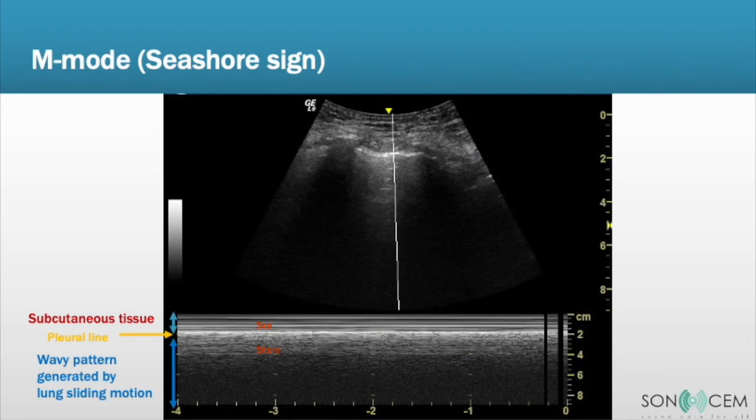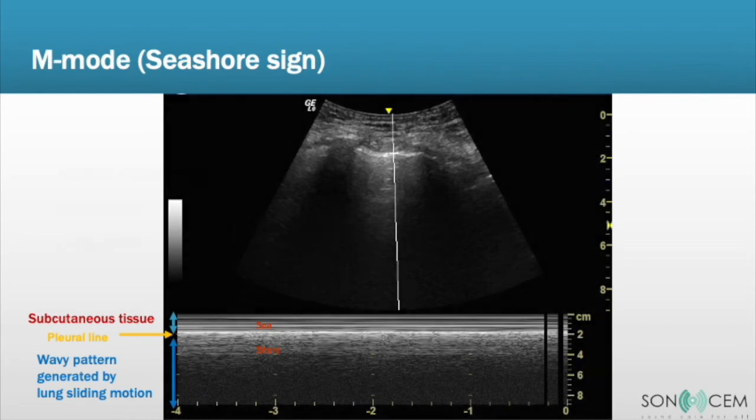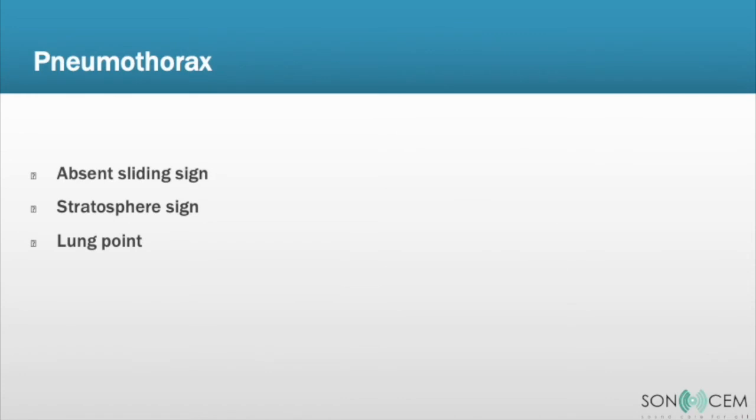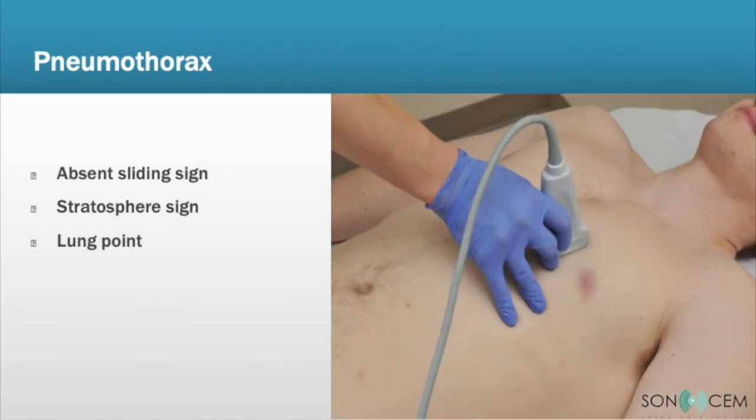When we put in M mode, in normal lung, we can see a seashore sign. This is the sea, and this is the shore. The sea is formed by the subcutaneous tissue, and the shore is a wavy pattern generated by lung sliding motion. This is for a normal lung. How about pneumothorax? In pneumothorax, we can no longer see the sliding sign, because there is a presence of air in between the two pleural layers.